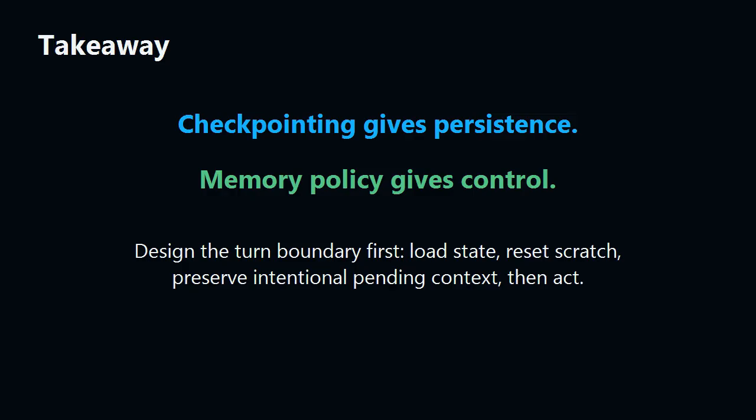Checkpointing gives persistence. Memory policy gives control. If your agent has memory, design the turn boundary first: load state, reset scratch, preserve only intentional pending context, then act.